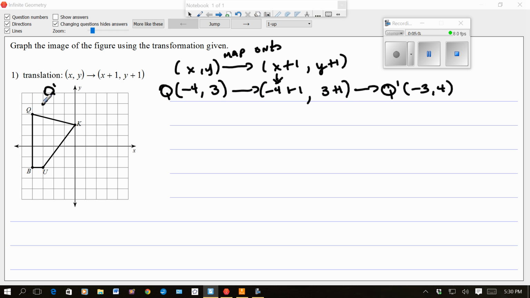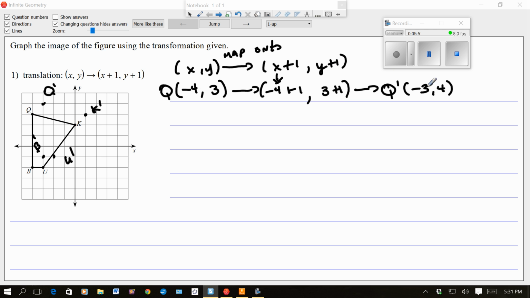So I'm going to take my K value here. I'm going to move it to the right. It's telling me to move my x value to the right 1 and move my y value up 1. There is K prime. Not very good. And the same with my B value. I'm going to move it to the right 1 and up 1. There's B prime. I need to fix my pen. U, I need to move to the right 1 and up 1. There's U prime. So this is telling me to move to the right 1 on my x value and move up 1 with my y value.